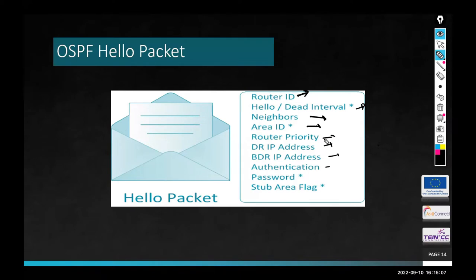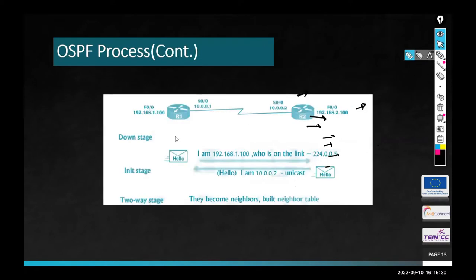So what is router ID? Each OSPF router needs to have a unique ID, which is the highest IP address on any active interface. If we go back to our previous slide, see here it is using the router ID as 192.168.1.100, but why did it not take the IP address of 10.0.0.1? As we know, when a router dynamically selects the router ID, it selects the highest IP address of a connected interface that is up. So that's why it is selecting 192.168.1.100.